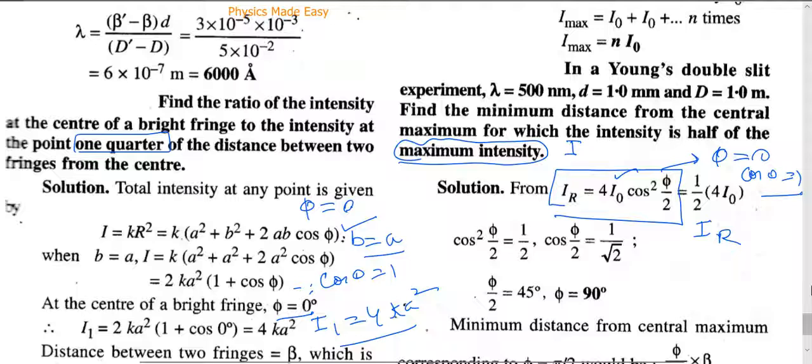And first I will calculate maximum. So I maximum will be equal to, now this whole factor will be 1 because cos 0 is 1. So this will just come out to be this. This is I max. Now what he is saying, minimum distance for 1/2 of maximum intensity. So IR is 1/2 of I max. I max is 4 I naught, it means just 2 I naught.